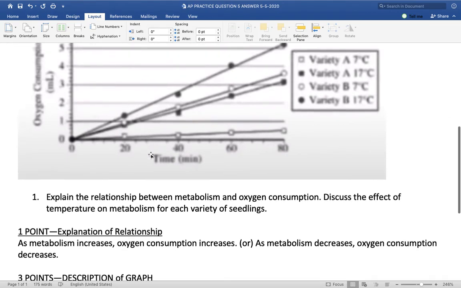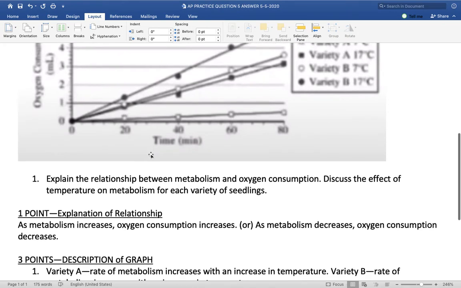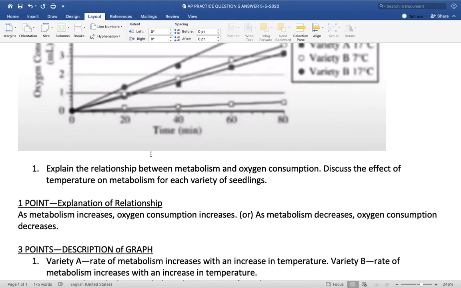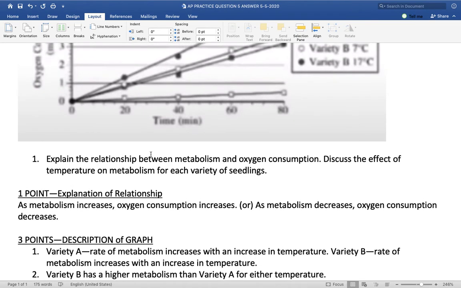And then discuss the effects for each variety. So you're describing the graph, and this would be 3 points. So point number 1, variety A, the rate of metabolism increases with an increase in temperature, and variety B, the rate of metabolism increases with an increase in temperature. So for variety A and variety B, they both increase their metabolism when the temperature increases. Number 2, variety B has a higher metabolism than variety A for either temperature. So this would be the circles are higher on the graph than the squares.